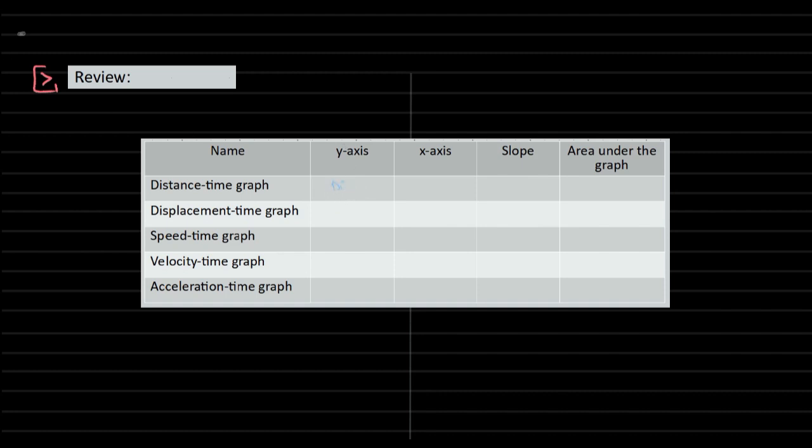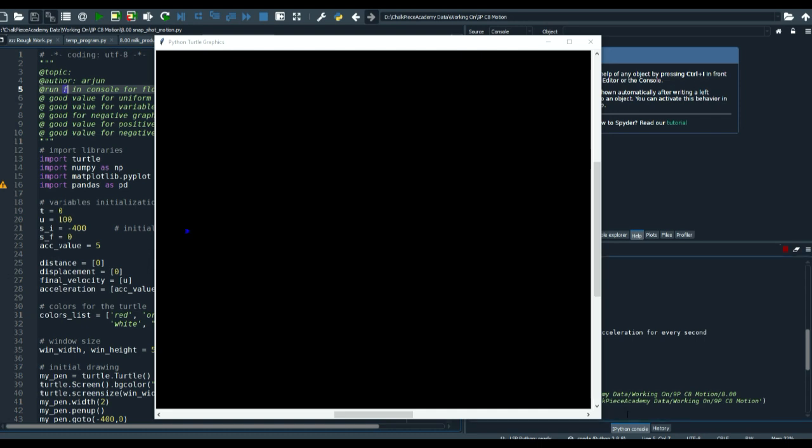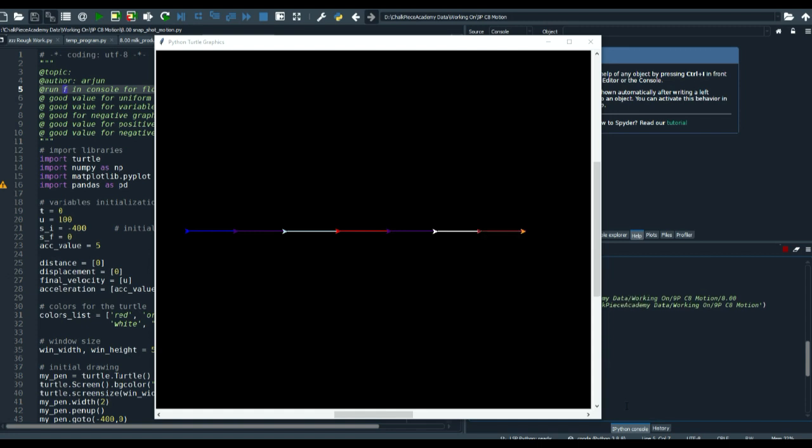Actually, let me use another color. Something like this. This is distance and this would be time. Right? So let's have a look, so that we don't just assume and not understand, and there's a doubt in your mind. I don't want that to happen. So let's have a look.